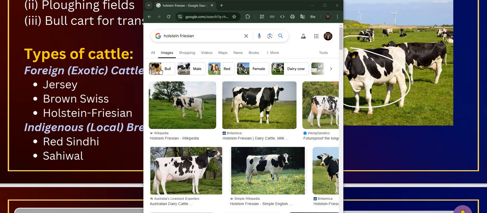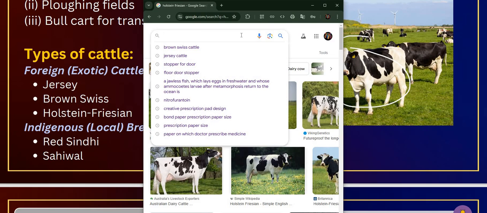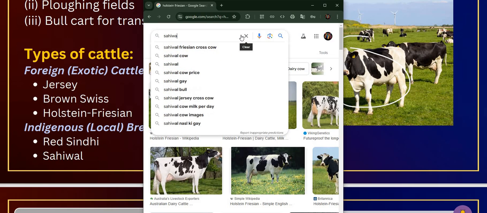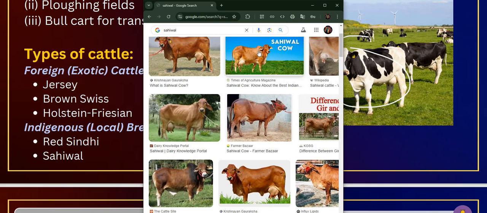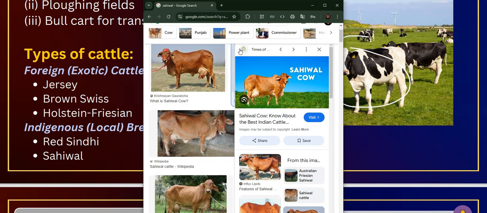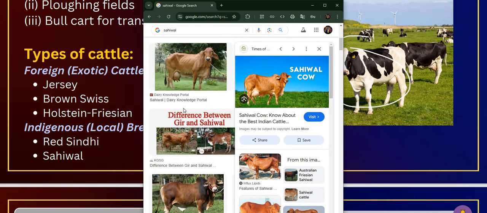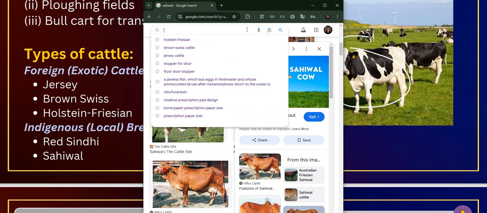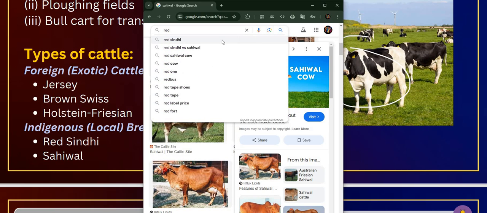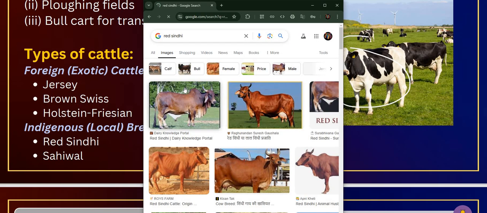Let's see some indigenous local breeds. Very first you have Sahiwal, this one which you must have seen in several ads also. It is a local breed. And Red Sindhi. Red Sindhi is this one having horns.